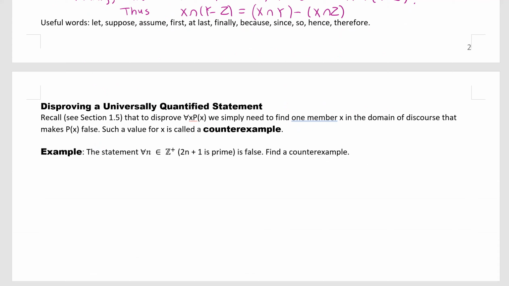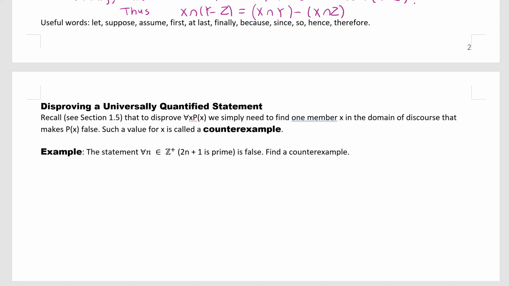Okay, next topic: disproving a universally quantified statement. Recall in section 1.5, in order to disprove "for all x, P(x)," we simply need to find one member in the domain of discourse which makes P(x) false. Such a value for x is called a counterexample.